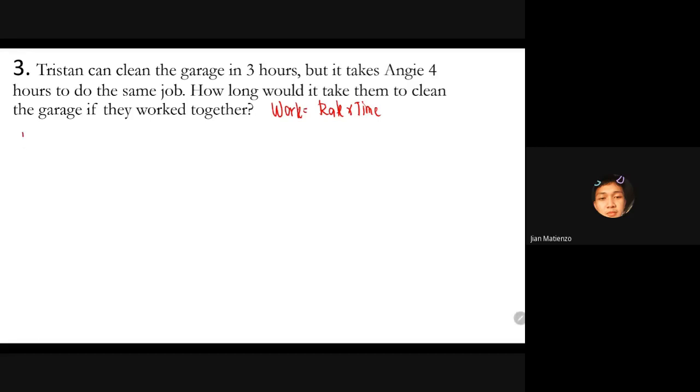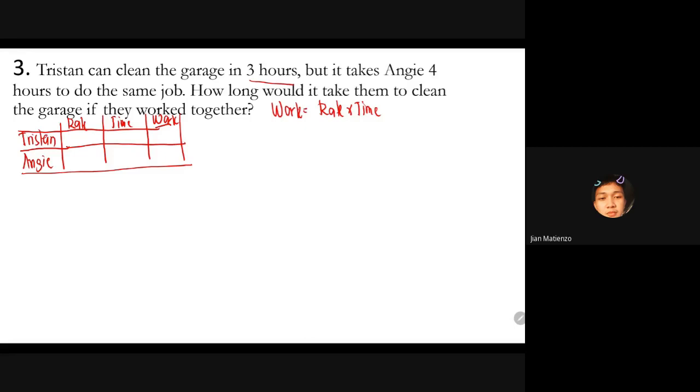So we have now Tristan and we have Angie. The rate of Tristan, the time of Tristan, and the work done. Okay, again, if Tristan can do the job in 3 hours, he does one third of the work each hour. So the rate there will be one third. If Angie can do the job in 4 hours, she does one fourth of the work each hour.